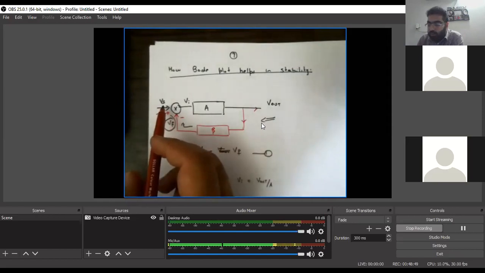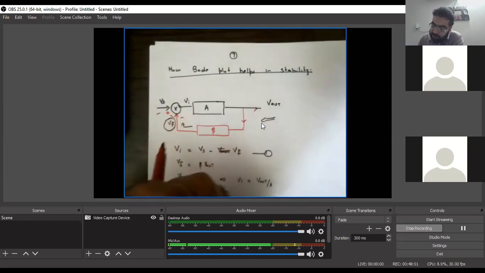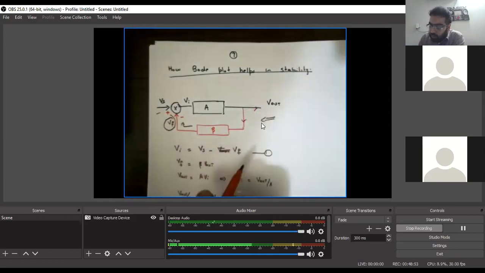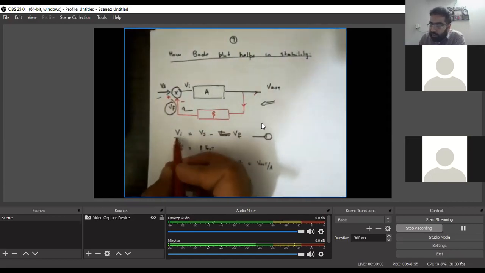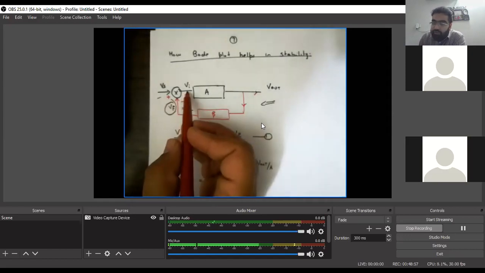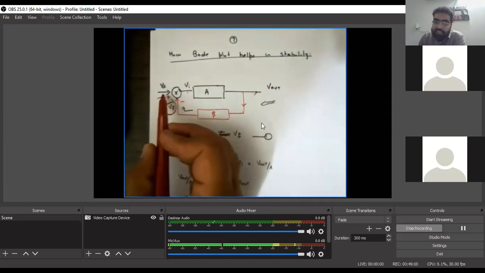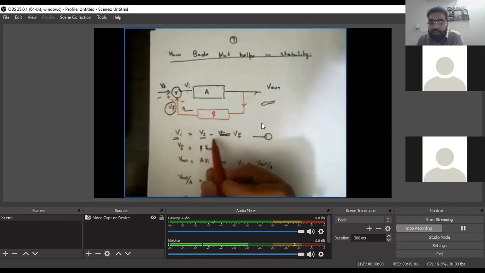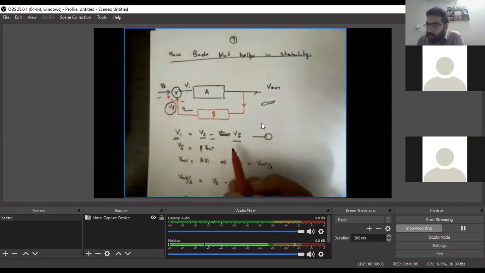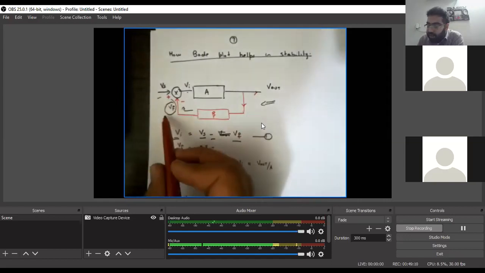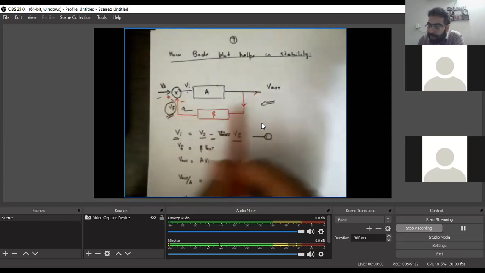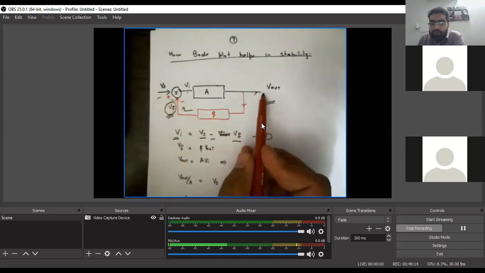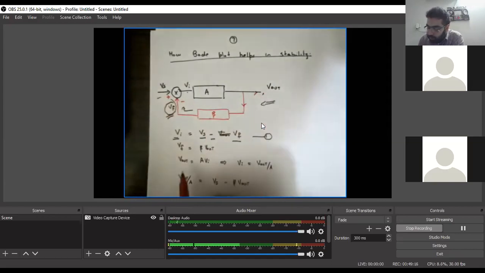Okay? So that is the overall feedback system. If we just want to write the expression, we can write Vi is equal to Vs minus Vf. Since it's a negative feedback system, we can write Vs minus Vf, right? And also Vf, which is the feedback path, will be equal to beta times V out.